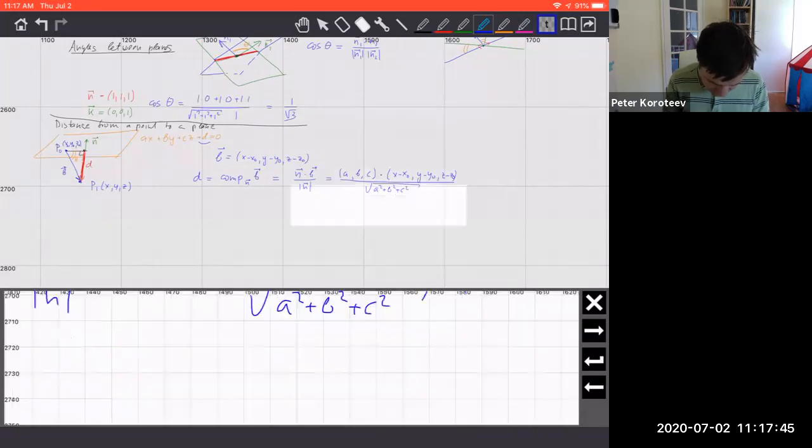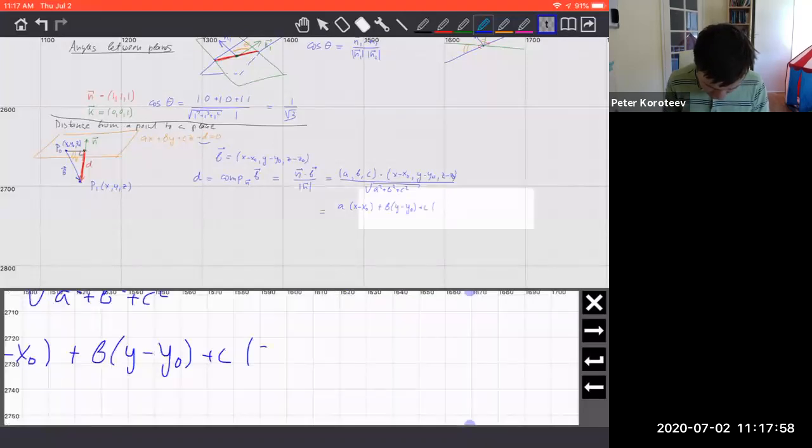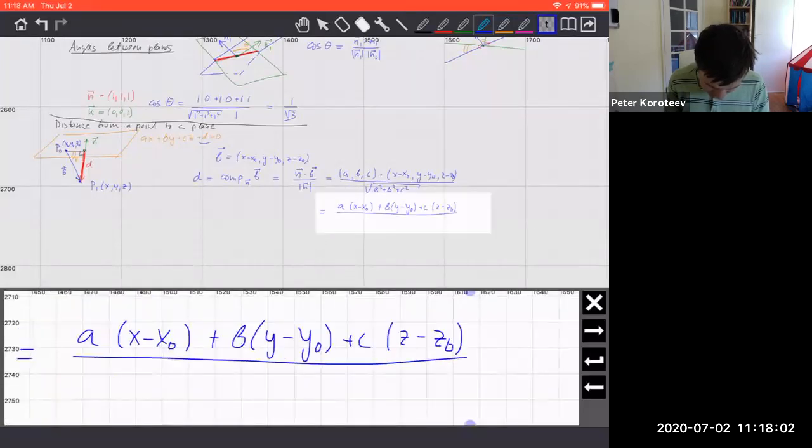And that gives you a(x minus x0) plus b(y minus y0) plus c(z minus z0), divided by the root of a squared plus b squared plus c squared.